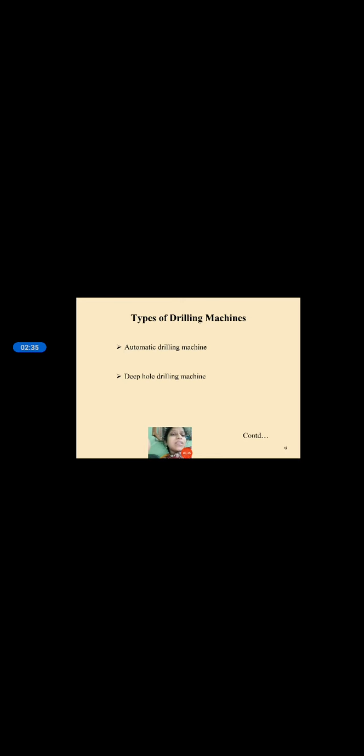Next is the automatic drilling machine. Here there is no need for human effort; everything is done automatically. Next is the deep hole drilling machine, where a large amount of drilling is to be done. These can also be classified into two sections, the vertical drilling machine and the horizontal drilling machine.